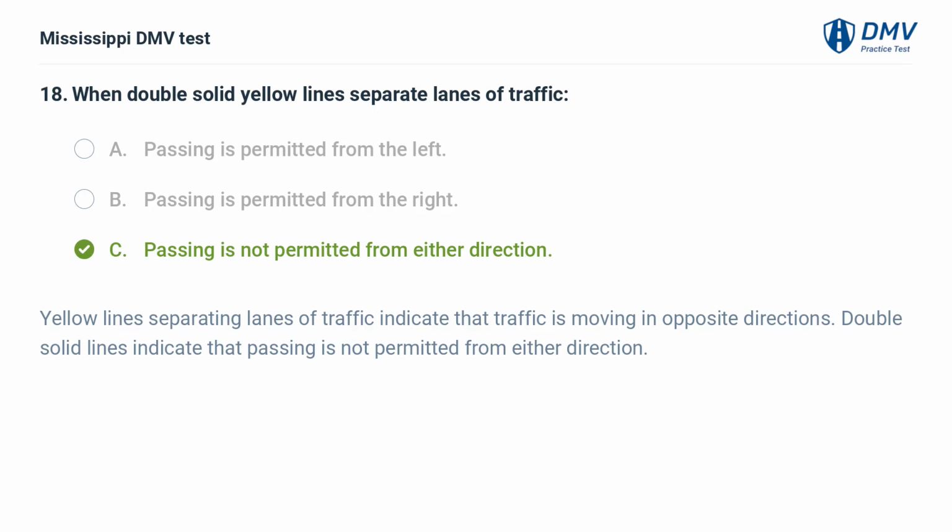Yellow lines separating lanes of traffic indicate that traffic is moving in opposite directions. Double solid lines indicate that passing is not permitted from either direction.